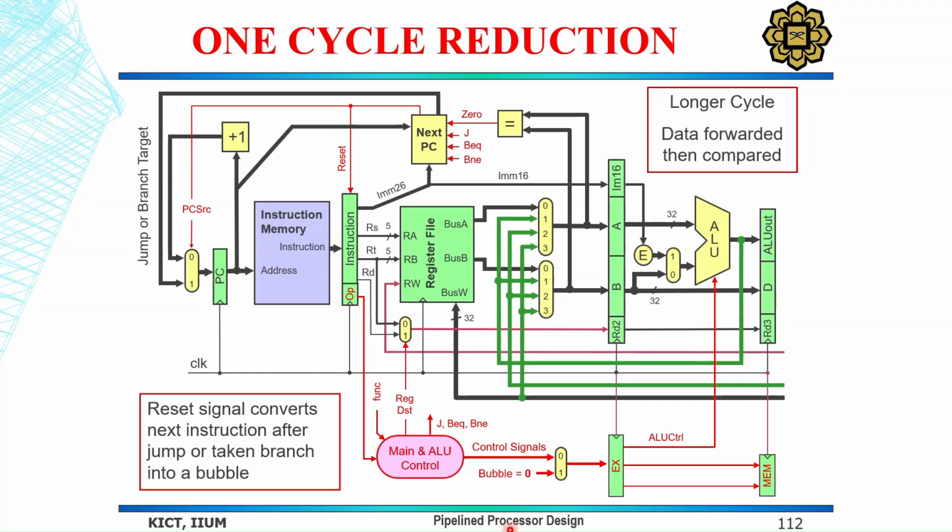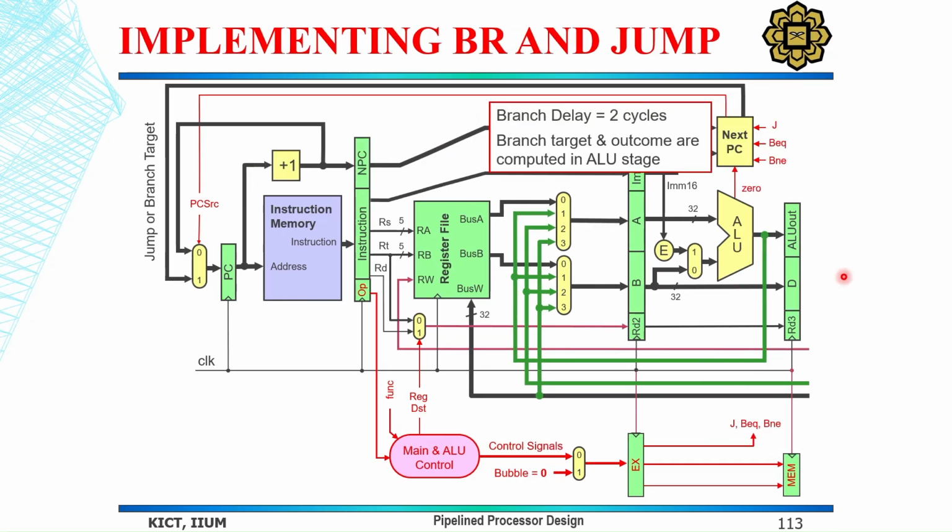So this is the main and ALU control, which decides for this one. Instructions come here, and you are already familiar with all those things. With the longer cycle, data is forwarded and then compared. And this is showing the two cycles for the branch delays. Branch target and outcomes are computed in the ALU stage. Okay, so you are familiar with the other components.